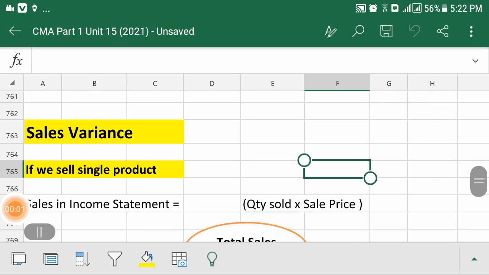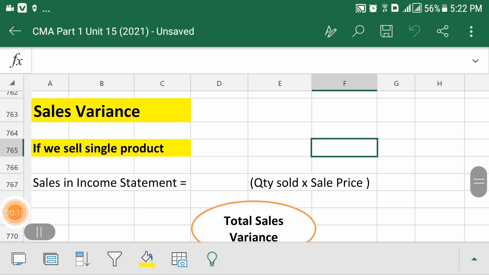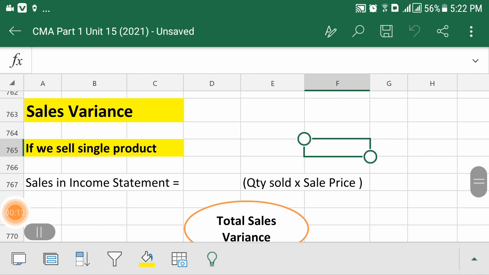So hello guys, in this video we'll talk about the sales variance. What is the meaning of sales variance? Especially, the variance arises between the actual and the standard difference, right? Between the actual difference and the standard difference.